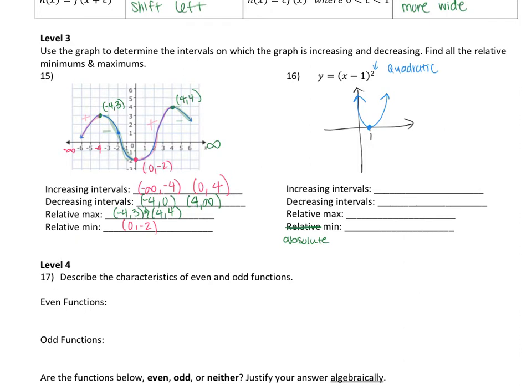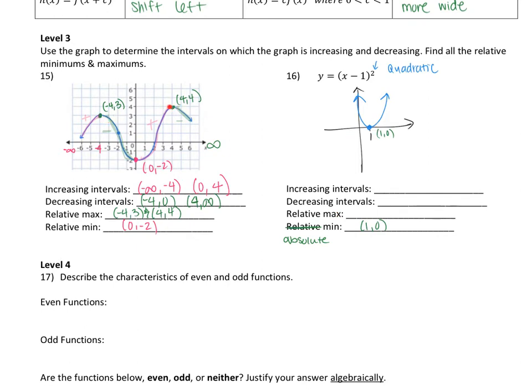So we have a relative min at, essentially, this would be (1, 0). And there are no relative max because notice there's no hill-like peaks like these. Like these would be maxes, but I don't have any peaks here, so this is going to be none.